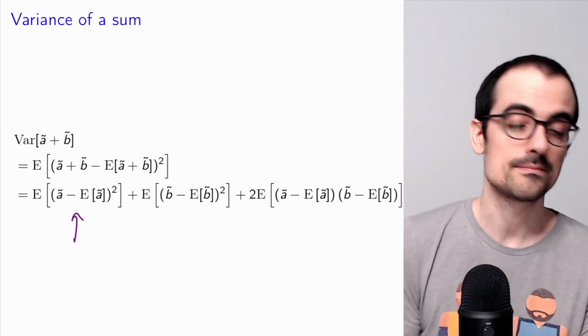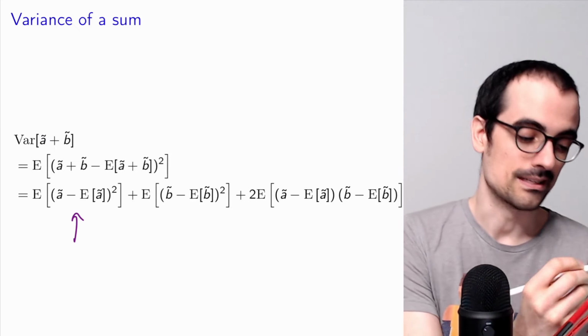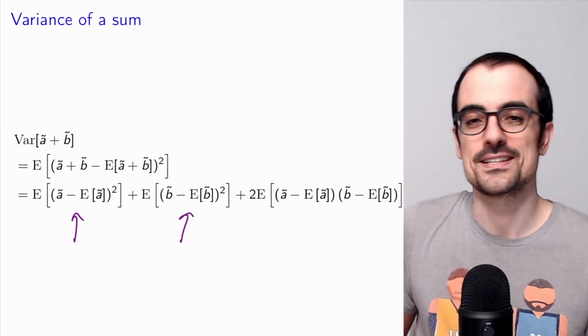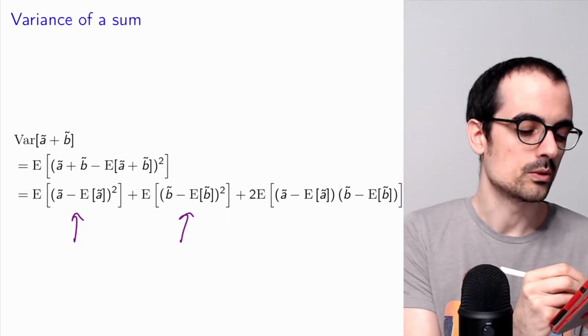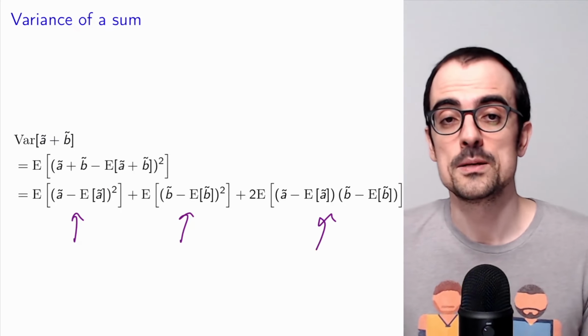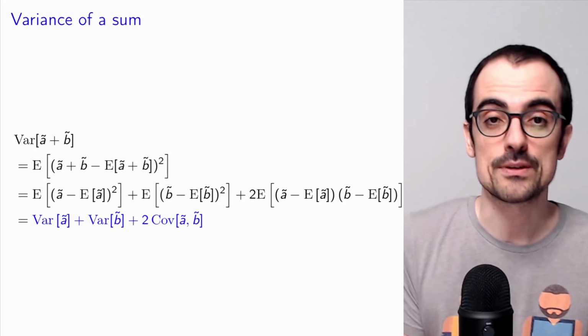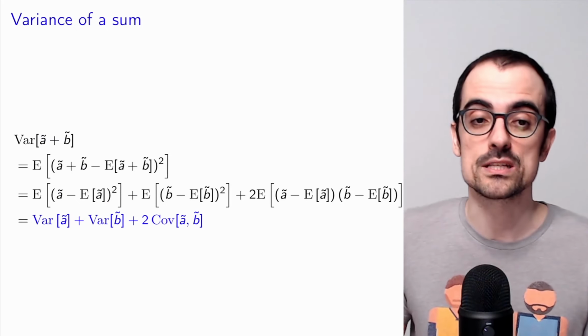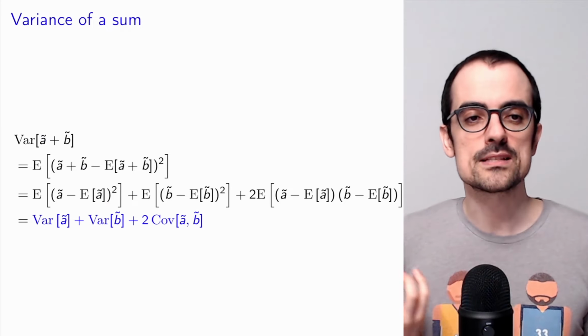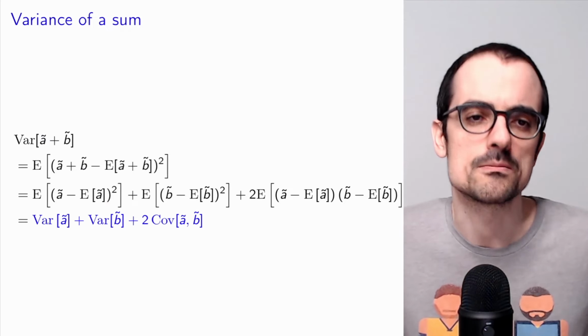What do we have here? This is the variance of A by definition. What do we have here? Variance of B by definition. What do we have here? The covariance between A and B. So the variance of a sum is actually equal to the sum of the variances plus 2 times the covariance between the random variables, which gives us some intuition about what the covariance means.